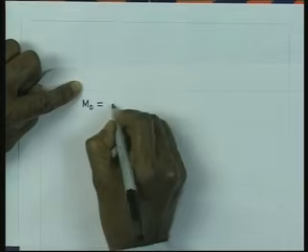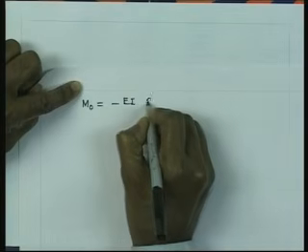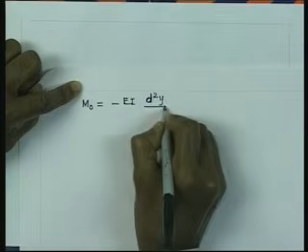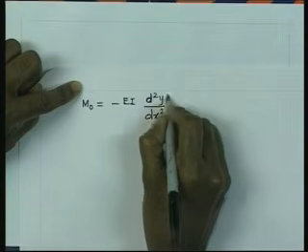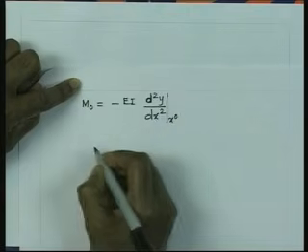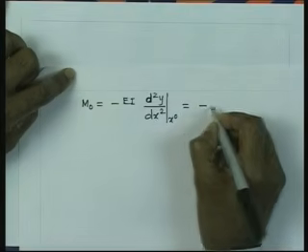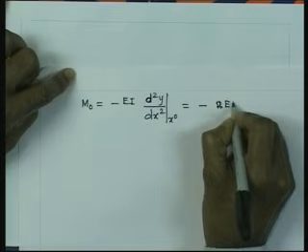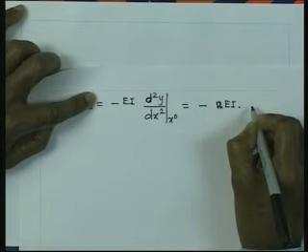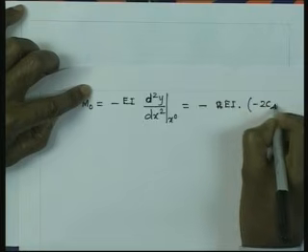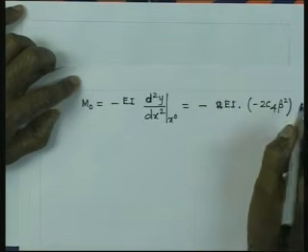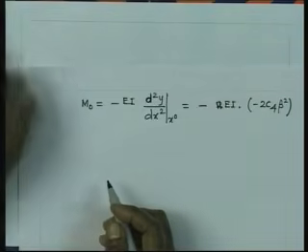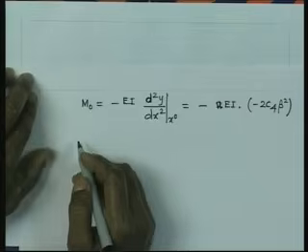And we have the value M0 is equal to minus EI d2y by dx square at x equal to 0, and therefore, now we can write that is equal to minus EI into minus twice C4 beta square. So, we will get C4 in terms of M0.